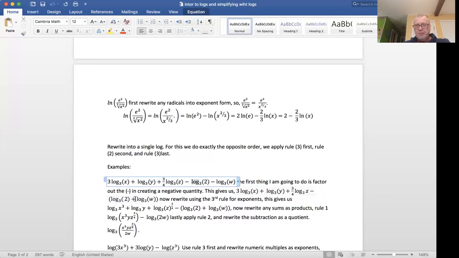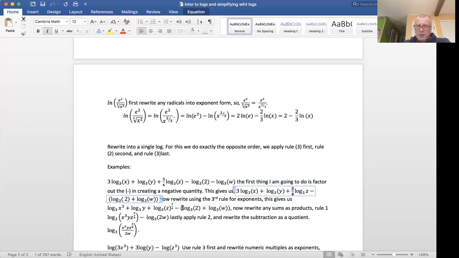Now we're going to use the third rule first. That's the exponent rule. So anytime we have a number in front of the log, we bring it back up to the exponent position. So we have this 3 in front of this log base 3 of x. So that means that gets rewritten as log base 3 of x to the third. There's a 1 in front of the log base 3 of y, so nothing gets rewritten there. Then we have 3/4 log base 3 of z. So this 3/4 gets put back into the exponent position for z.